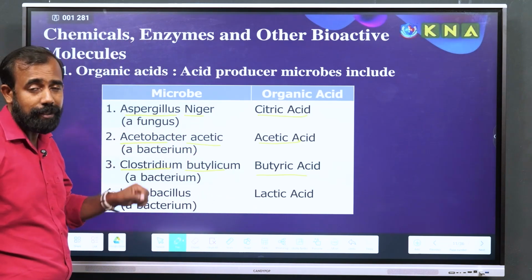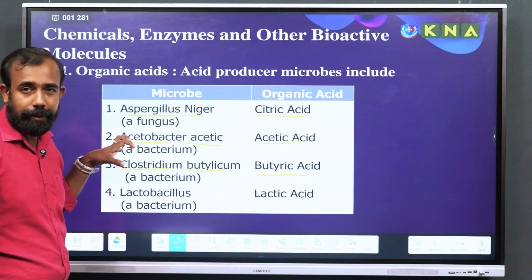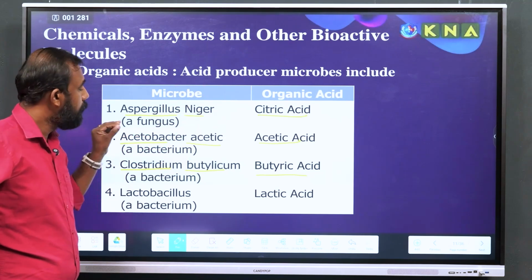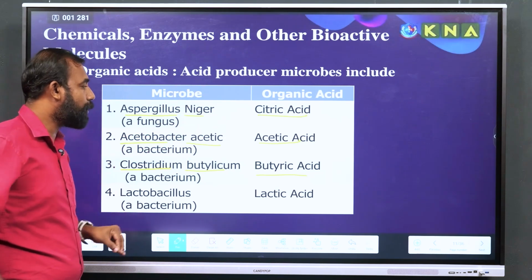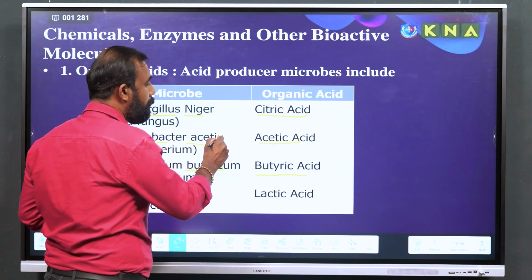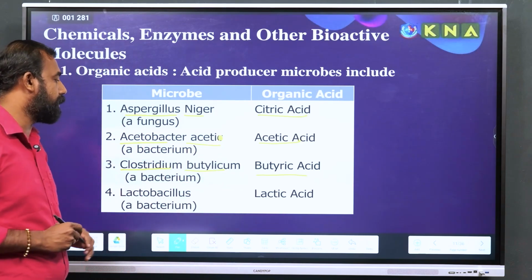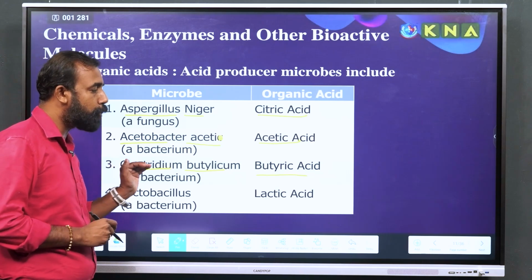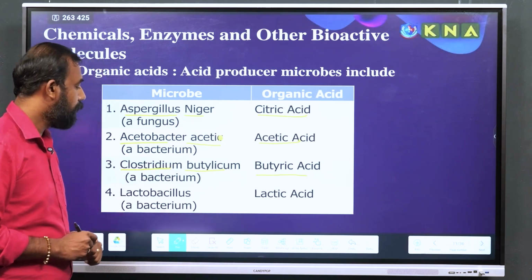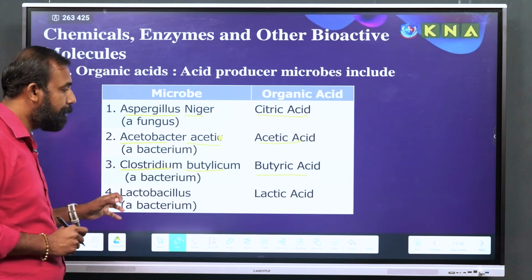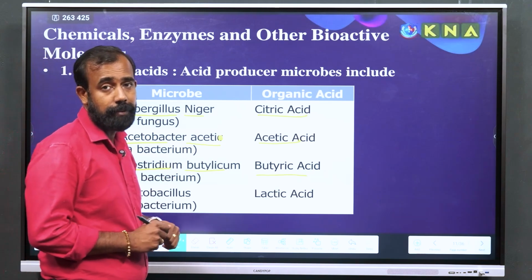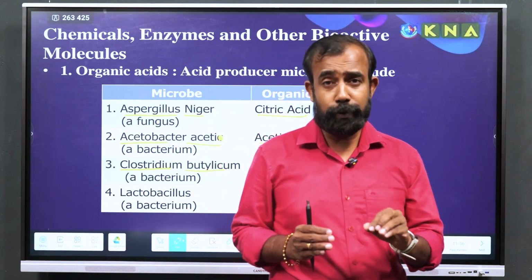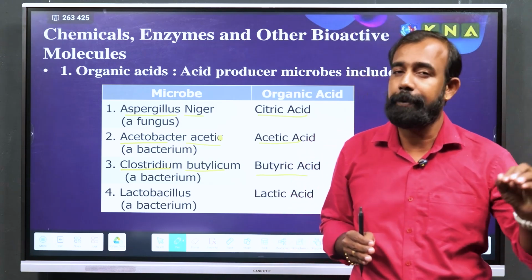Match the following chance. Aspergillus niger is a fungus used to produce citric acid. Acetobacter aceti is a bacterium used to produce acetic acid. Clostridium butylicum is a bacterium used to produce butyric acid. Lactobacillus is a bacterium used to produce lactic acid. For the production of fermented beverages, we use Saccharomyces cerevisiae.